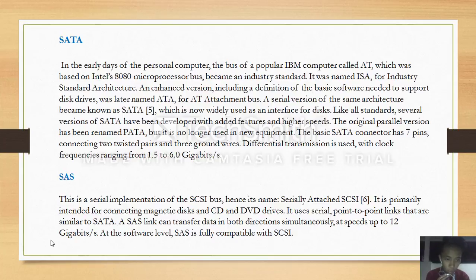SAS. This is a serial implementation of the SCSI bus, hence its name, Serially Attached SCSI. It is primarily intended for connecting magnetic disk and CD and DVD drives. It uses serial point-to-point links that are similar to SATA. SAS links can transfer data in both directions simultaneously at speeds up to 12 gigabits. At the software level, SAS is fully compatible with SCSI.